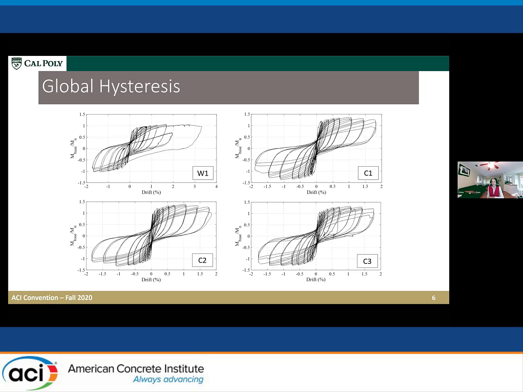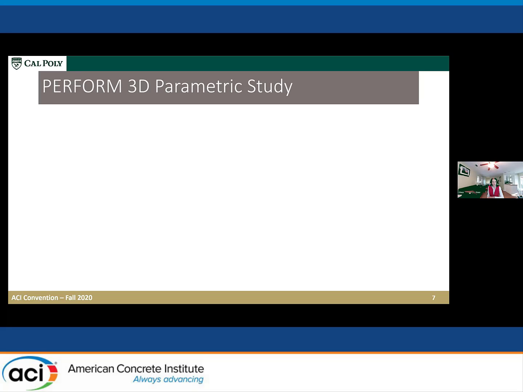So the students that I was working with wanted to start off with wall C1. It has a regular 2-cycle set displacement-based loading protocol, and it also did not have the moment gradient that we see in walls C2 and C3. So that is the baseline that we are starting with.